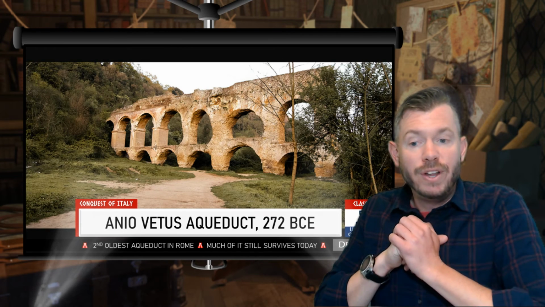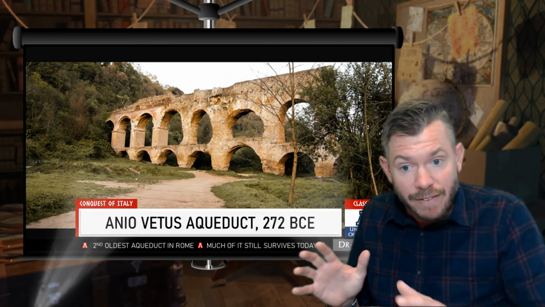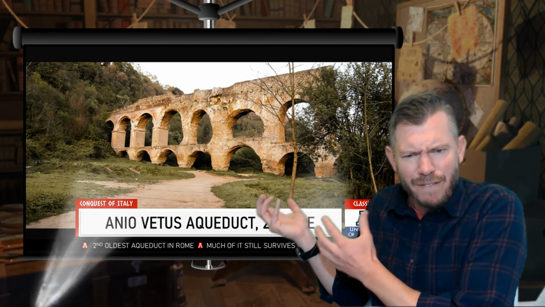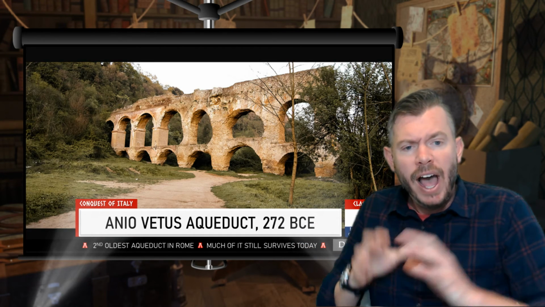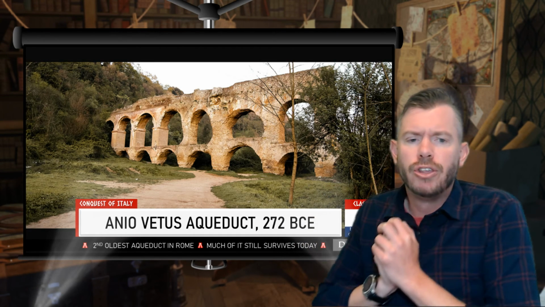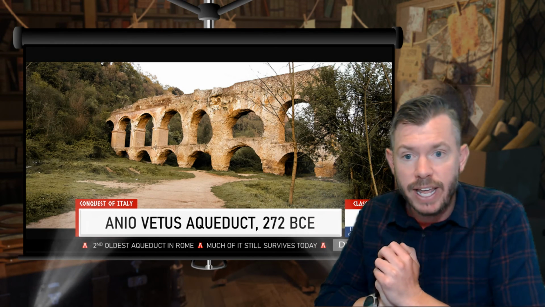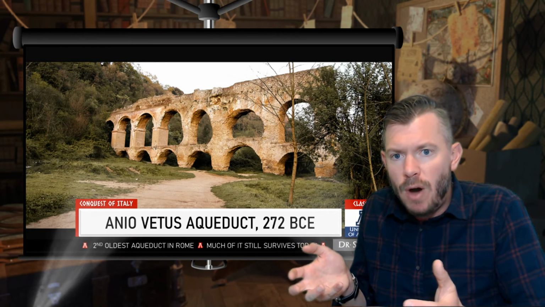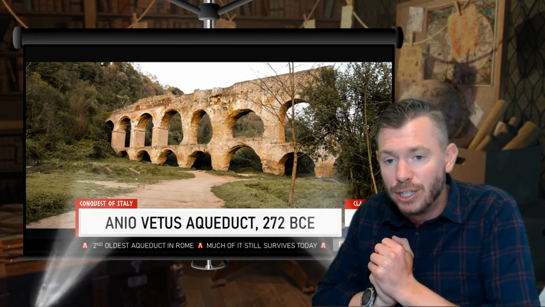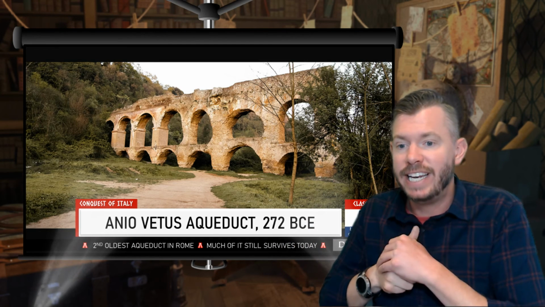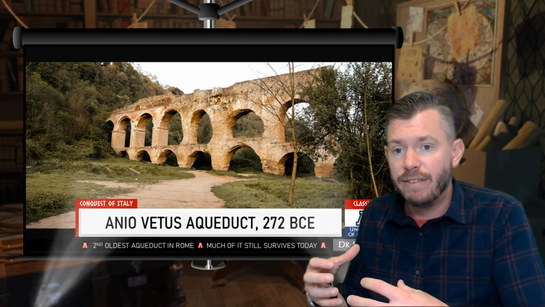We get our oldest aqueduct, or at least in this case, our second oldest aqueduct in 272 BC. We have the Anio Vetus, one of the very well-preserved ones here. A lot of it still survives today. And aqueducts are absolutely huge to the growth of Rome, right? What these are doing is bringing fresh, clean water into the growing city. Now, if you don't have fresh, clean water and water sitting around, that leads to disease. And you don't want that if you're a burgeoning city with increasing density. And so this is one of more than a dozen aqueducts feeding into the city of Rome.